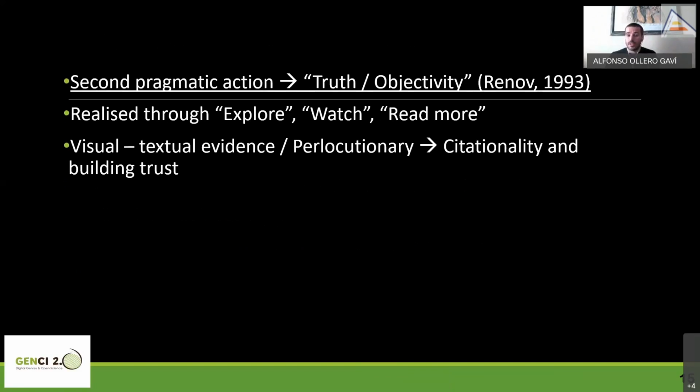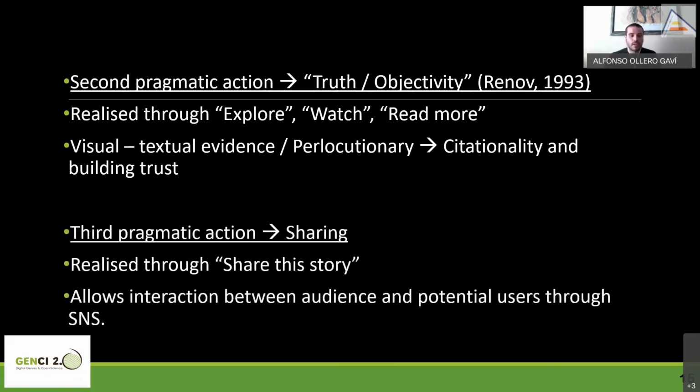Secondly, documentaries must be objective. So how do we achieve objectivity in these specific documentaries? It is realized through the aforementioned explore, watch, and read more buttons, because they provide textual evidence. So the perlocutionary act here is that of citationality, and also that of building trust with the audience, because they are providing evidence, that's mostly the point. The third pragmatic action, that of most of these embedded genres within Web 2.0, is realized through the share button, which allows interaction between audience and potential users through social networking sites. You might have seen that there are these integrated buttons that allow us to share the documentary via Twitter, via Facebook, which is something that most of these genres offer nowadays.